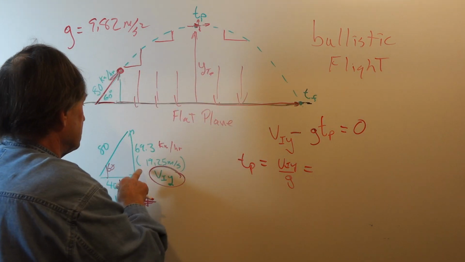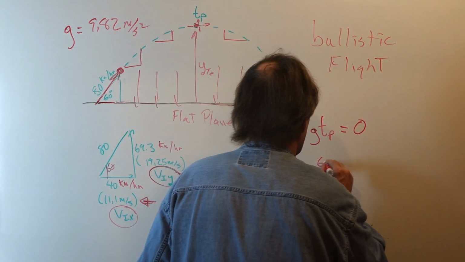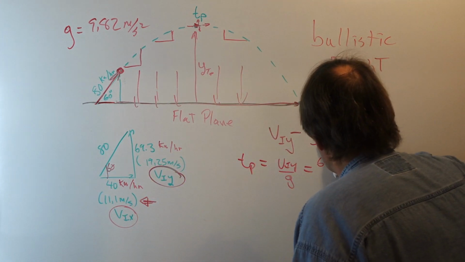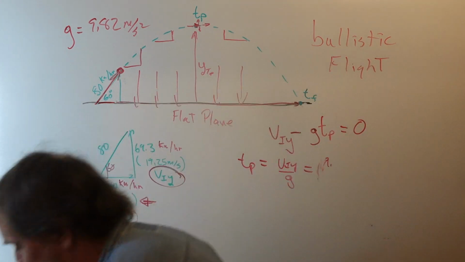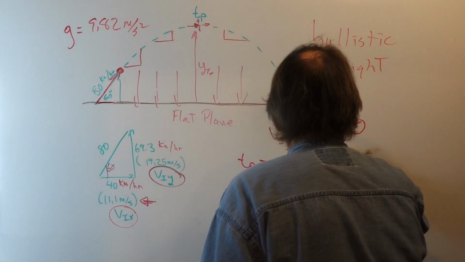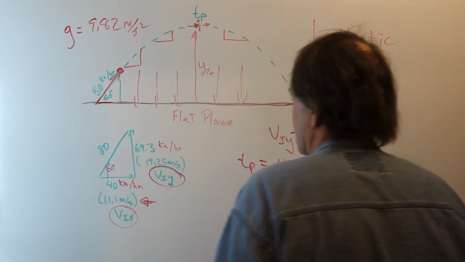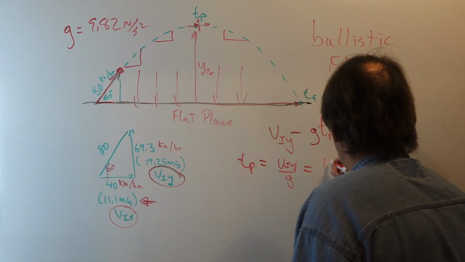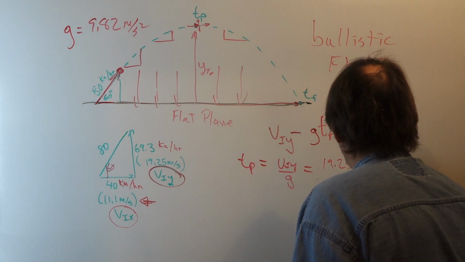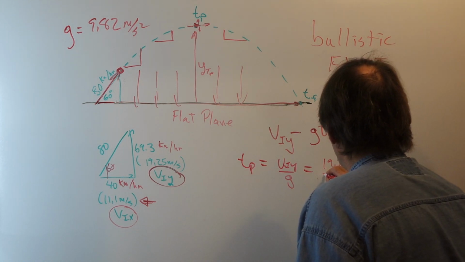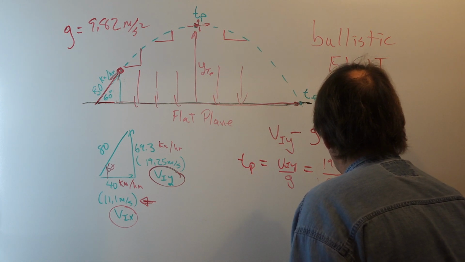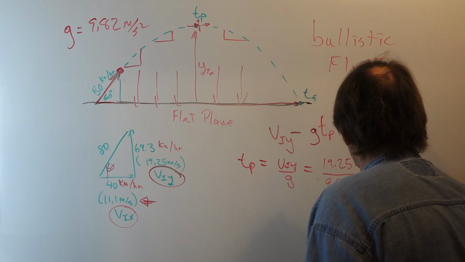So our initial velocity in the y direction is, we've got to use meters per second, not kilometers. We've got to do everything in the MKS system now, meters and seconds. So we have 19.25 meters per second, and we divide by 9.82 meters per second squared.